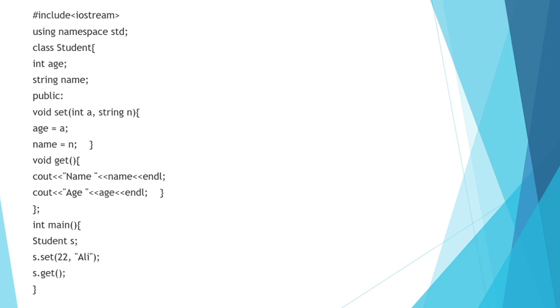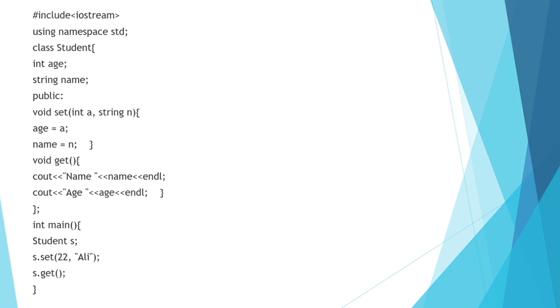Inside the class, two member functions are defined. The set function takes two parameters, an integer a and a string n, and assigns them to the age and name attributes of the object. The get function prints the values of name and age using cout.